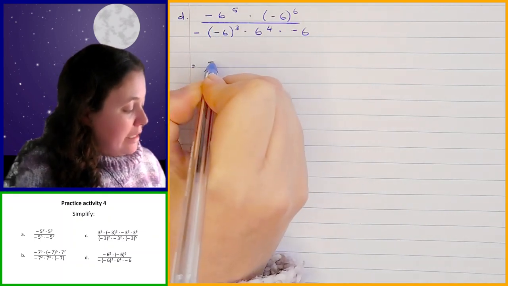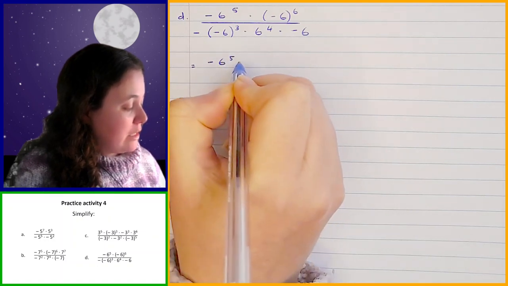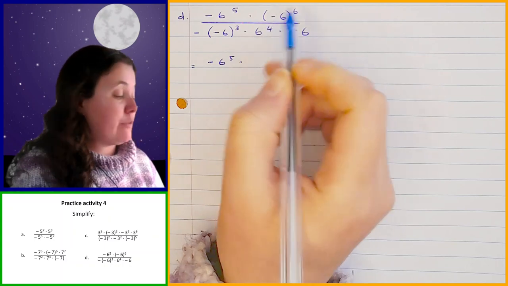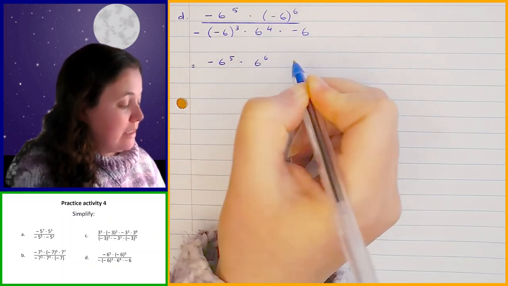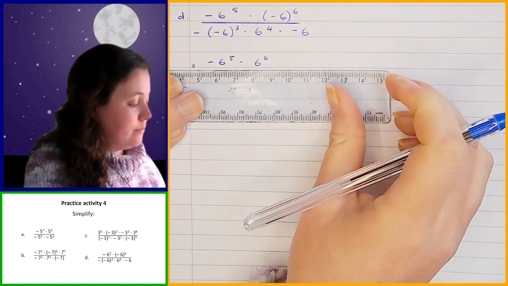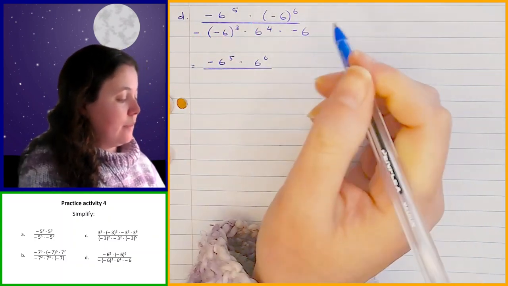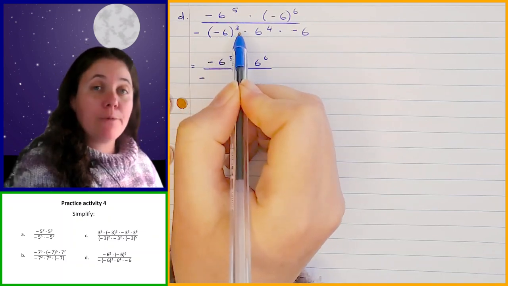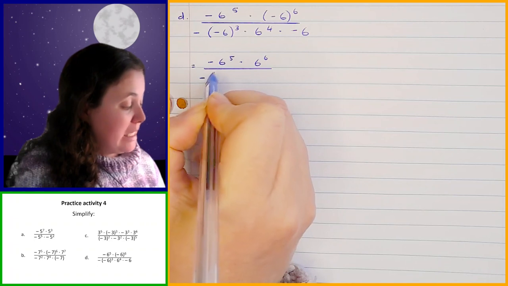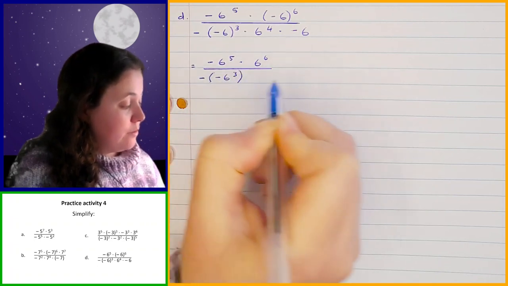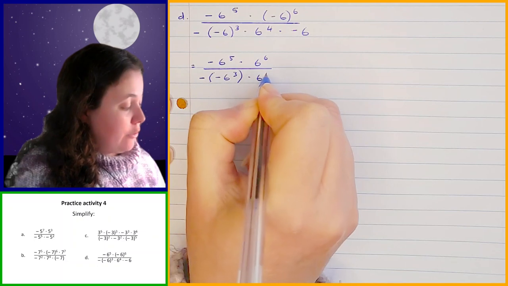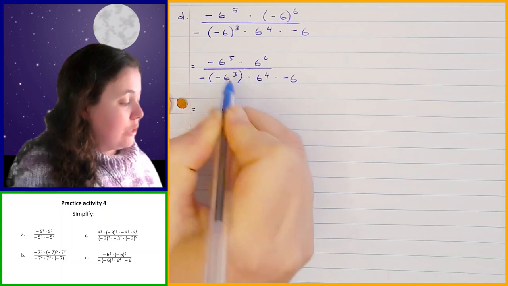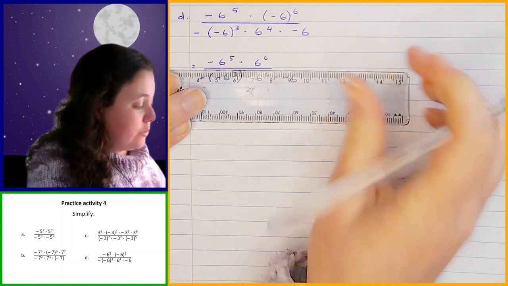So over here, I've got negative 6 to the power of 5, that doesn't change, times. Then over here, this even exponent means that that negative is going to change to positive. So it's going to become positive 6 to the power of 6 over negative, and then negative 6 cubed, the odd exponent makes this stay negative, so it's going to be negative and then negative 6 cubed times 6 to the power of 4 times negative 6. Okay, so now I'm going to go and simplify and drop those brackets over there. Let's just make that a bit longer over there.